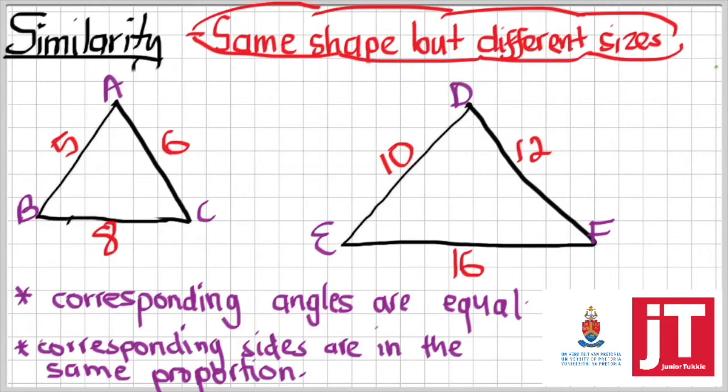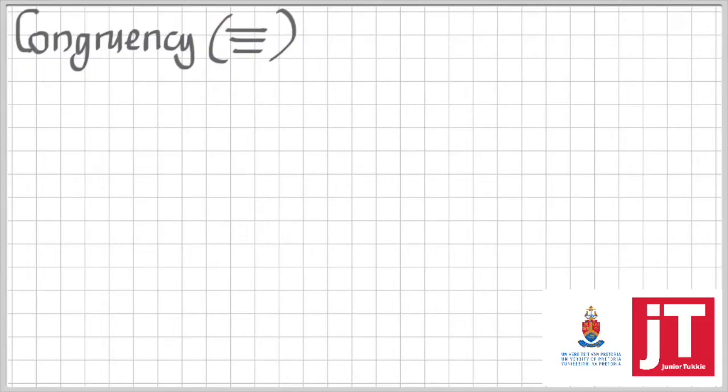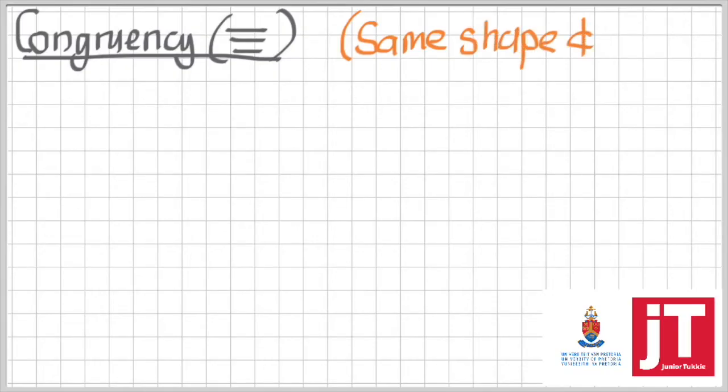We then move on to the next chapter, which is congruency. With congruency, I'm just going to summarize the conditions of congruency. They have to have the same shape and the same size as well. These are almost like your twins. They have to be equal in everything. So let's look at the conditions of congruency.